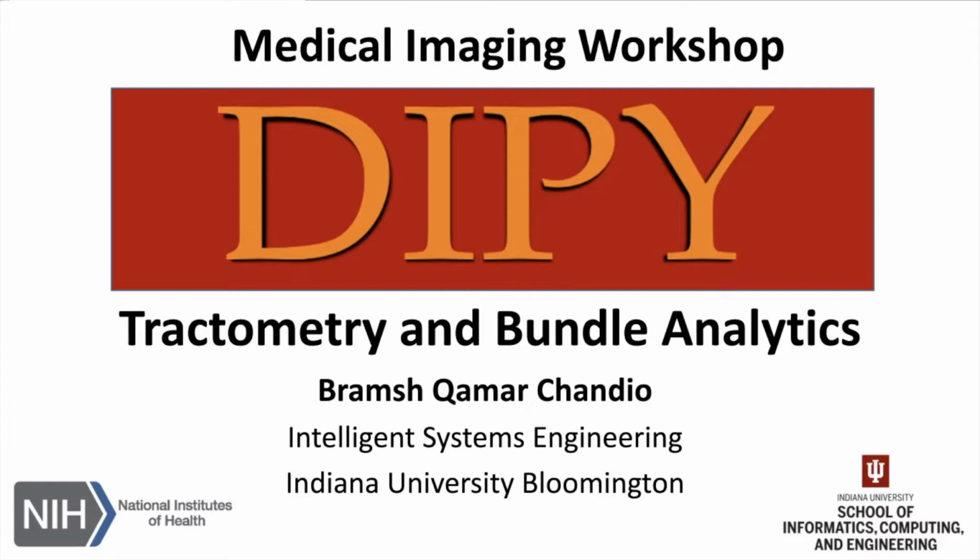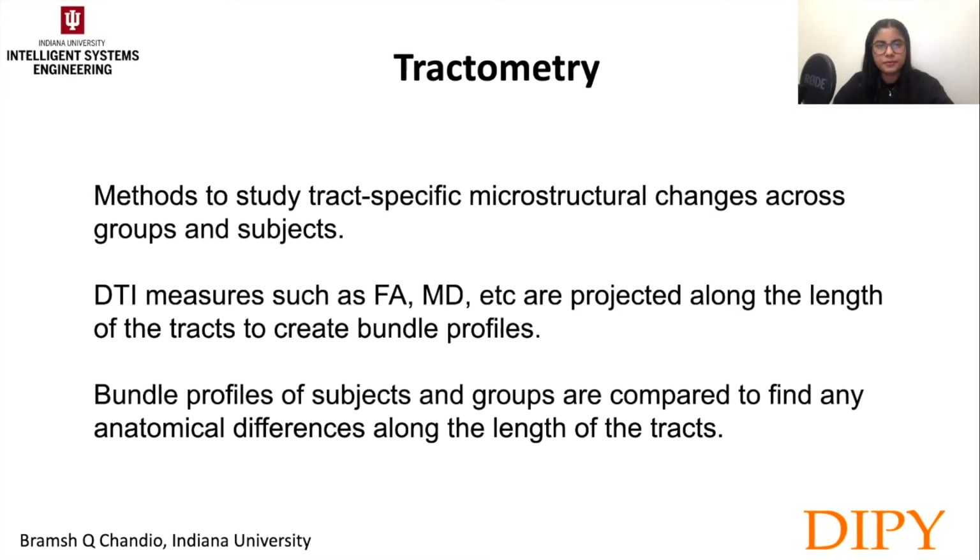I'm Bramsh Qamar Chandio and in this lecture we will discuss tractometry and bundle analytics. Tractometry is a set of methods to study tract-specific microstructural changes across groups and subjects. DTI measures such as fractional anisotropy, mean diffusivity are projected along the length of the tracts to create bundle profiles. Bundle profiles of subjects and groups are compared to find any anatomical differences along the length of the tracts.